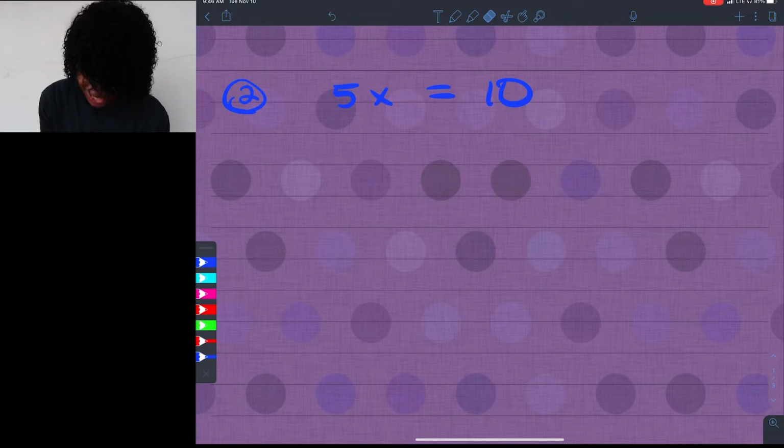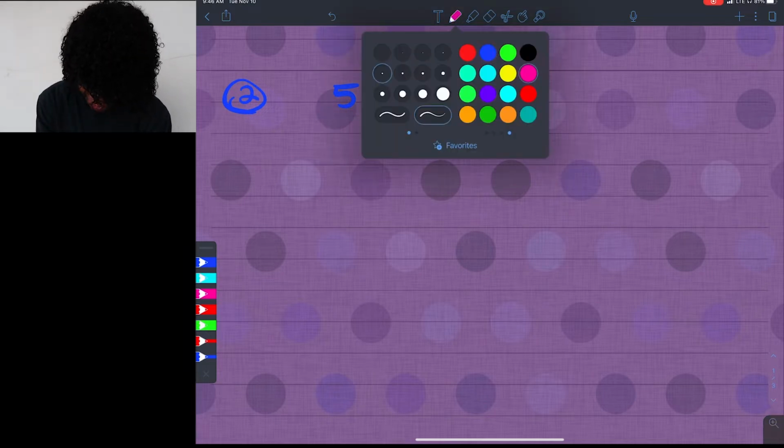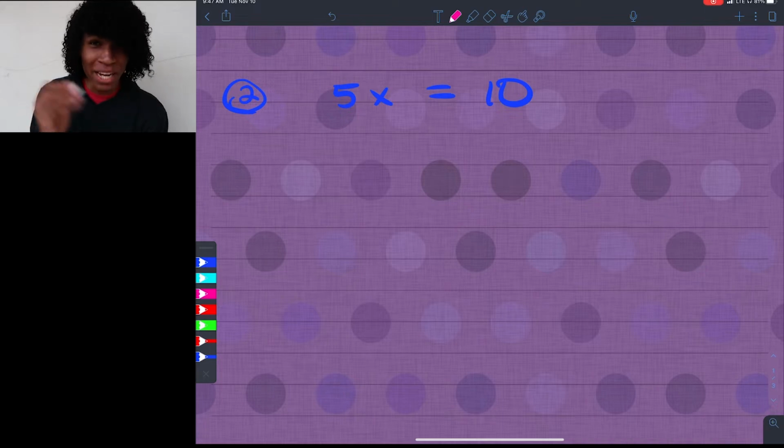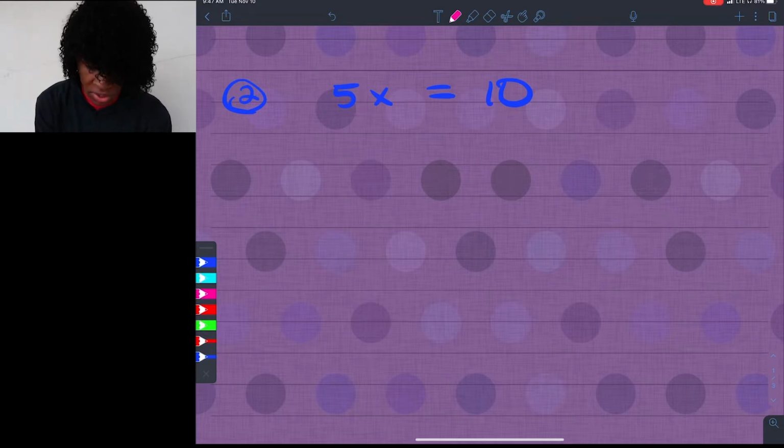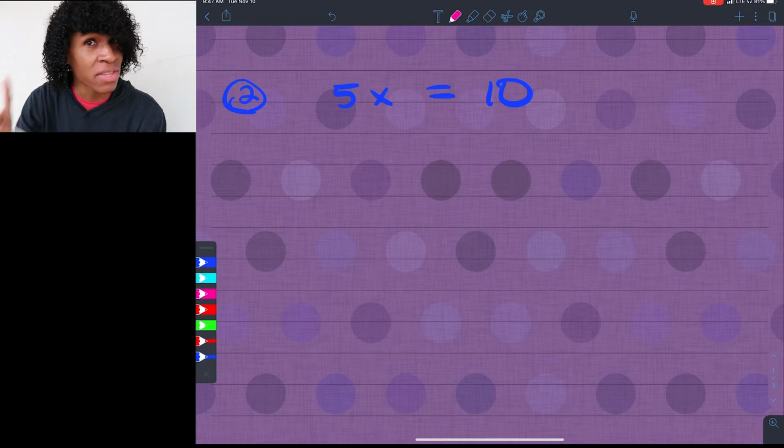All right, so 5x equals 10, okay? So 5 is being multiplied by x, right? And the opposite of multiplying 5 is dividing 5. So I'm gonna divide both sides by 5. Because remember, what you do to one side, you must do to the other.